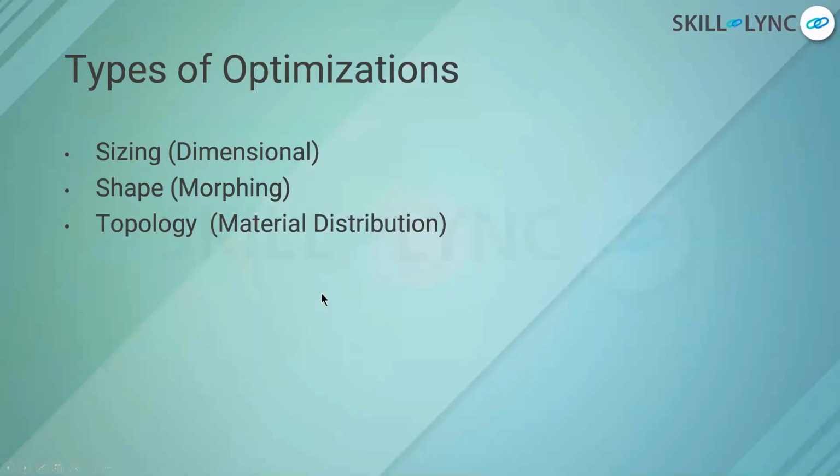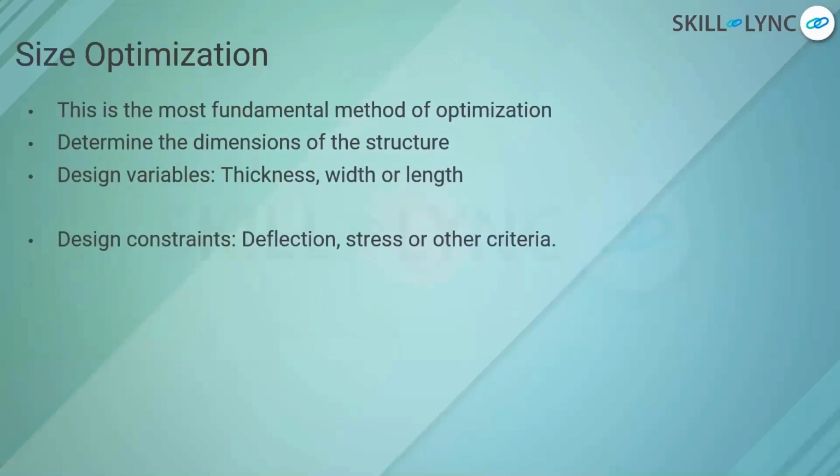So let's look at a few examples for each of the cases. The first one is size optimization. Size optimization is the most fundamental method of optimization. It determines the dimensions of the structure. And in this case, obviously the design variables are thickness, width, and length. And design constraints can be conventional design constraints like the deflection, stress, or other criteria.